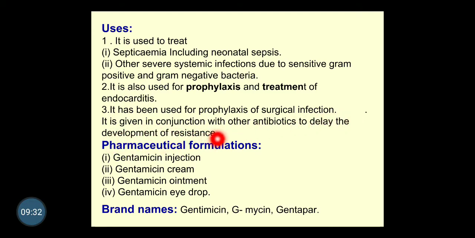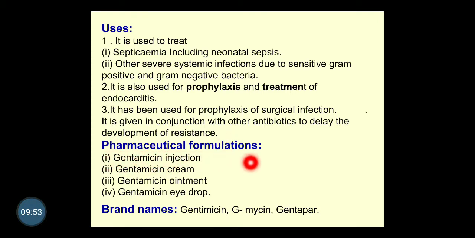It is given in conjunction, that is in combination with other antibiotics, to delay the development of resistance also. Sometimes an antibiotic produces resistance, so in that case gentamicin will be given in combination with that antibiotic which may produce the resistance. So in that case there is a delay in the development of resistance.